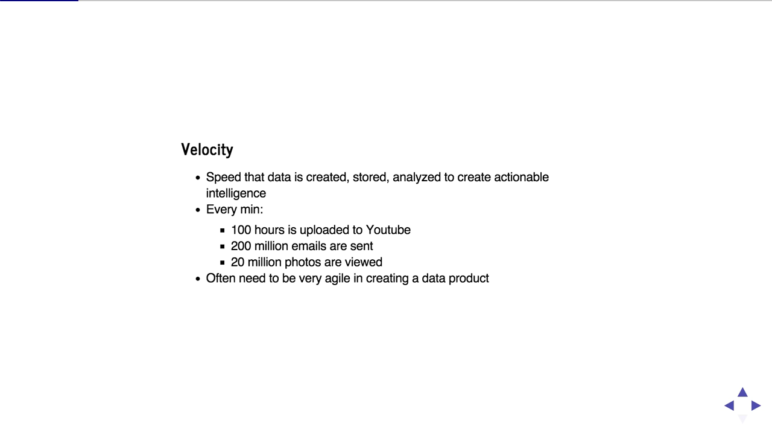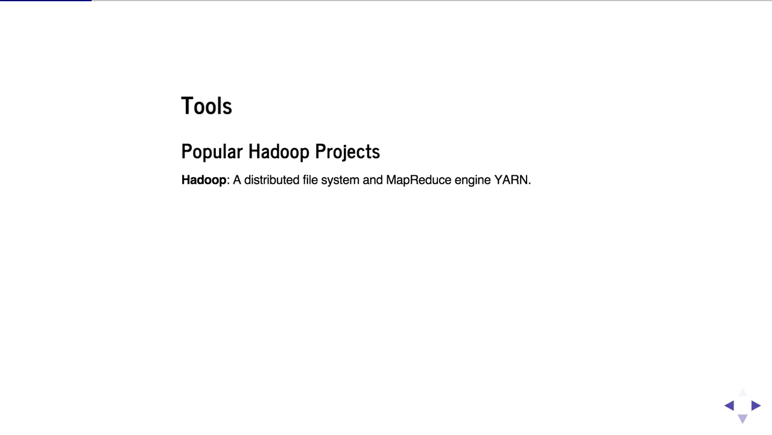Let's go over some of the tools for big data. I'm going to focus on Hadoop, which is one of the bigger tools out there, and it's also open source. Hadoop is a distributed file system with a MapReduce engine. Distributed means a piece of the data could be on each separate node, like the picture I showed before.